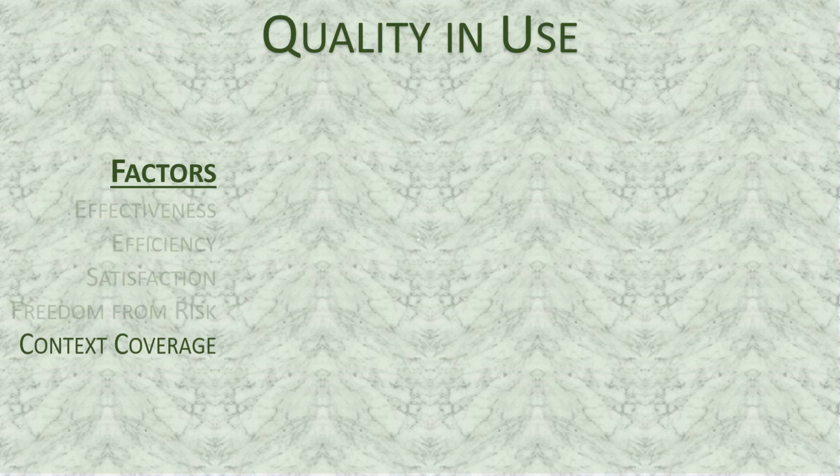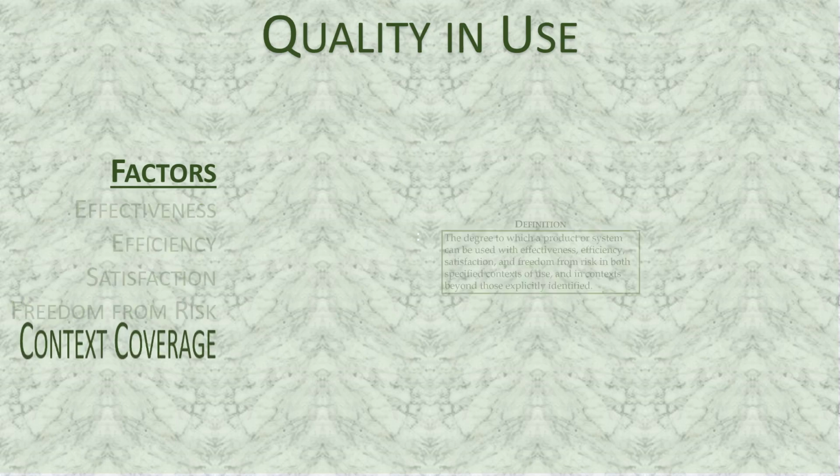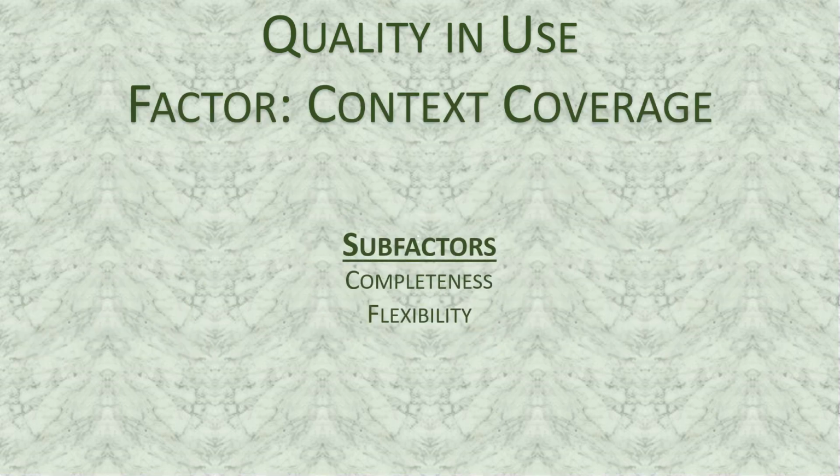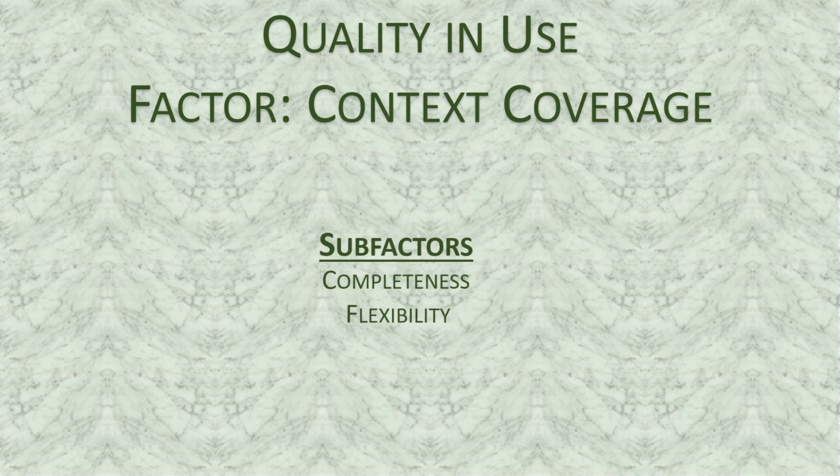Context coverage, the last quality and use factor, is defined as the degree to which a product or system can be used with effectiveness, efficiency, satisfaction, and freedom from risk in both specified contexts of use and in contexts beyond those explicitly identified. There are two context coverage subfactors, completeness and flexibility.